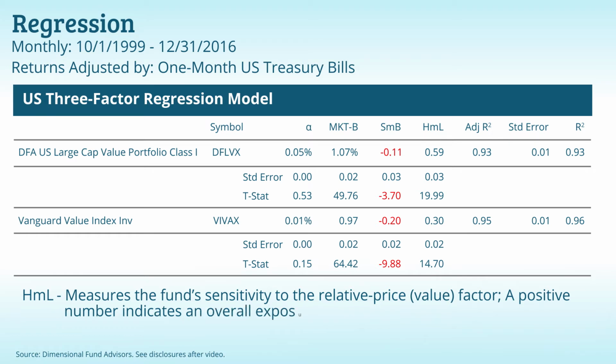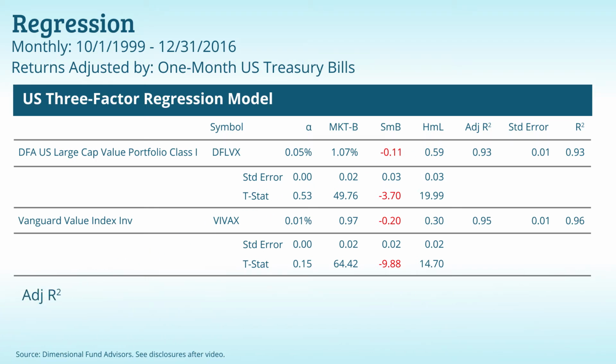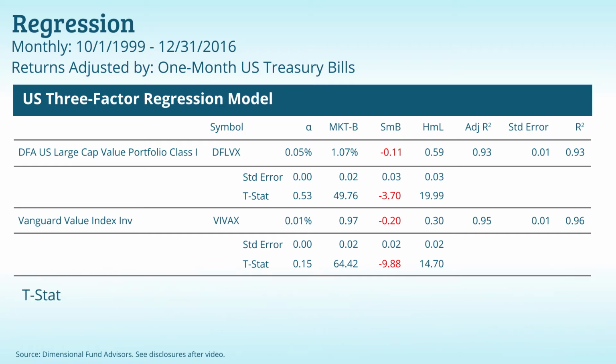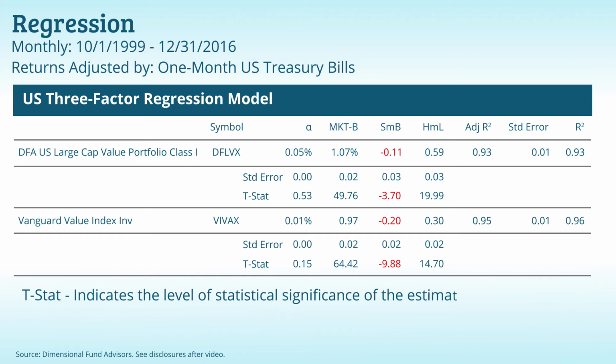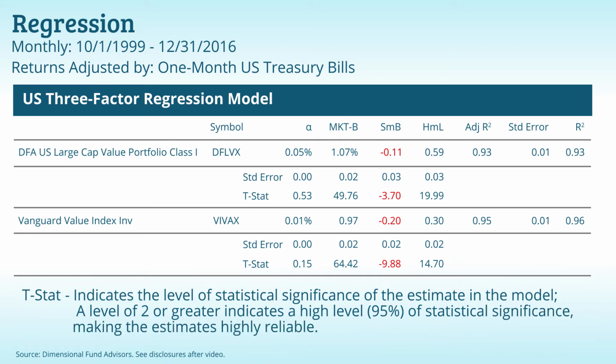High minus low measures the fund's sensitivity to the relative price or value factor. A positive number indicates an overall exposure that tilts toward value stocks, while a negative number indicates a tilt towards growth stocks. Adjusted R2 measures how well the overall model explains the variation of the fund, adjusting for the amount of independent variables. T-stat indicates the level of statistical significance of an estimate in the model. A level of 2 or greater indicates a high level, 95%, of statistical significance, making the estimates highly reliable.